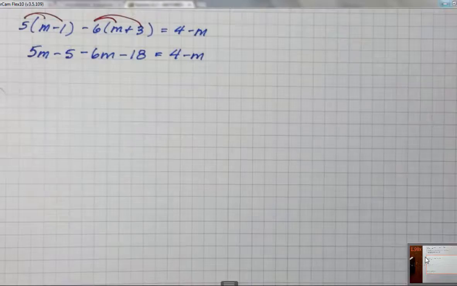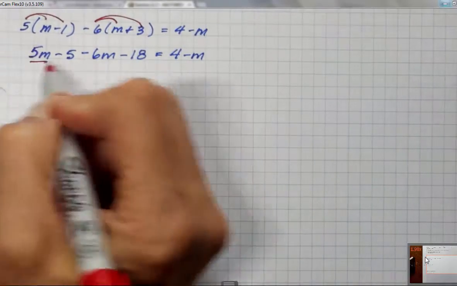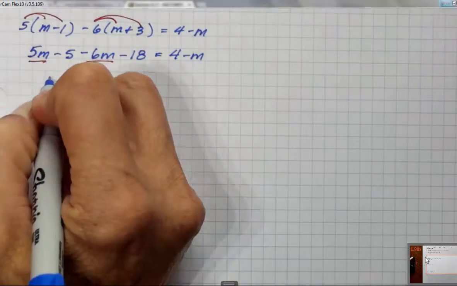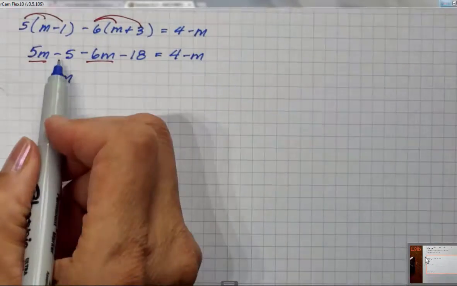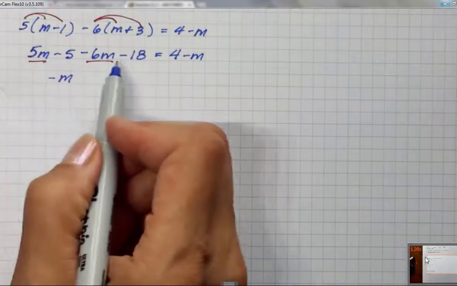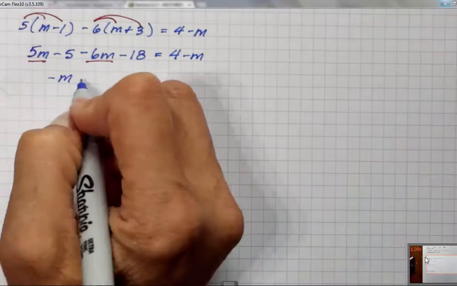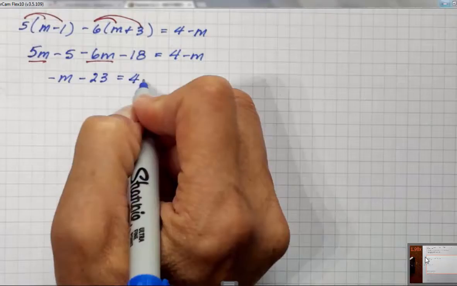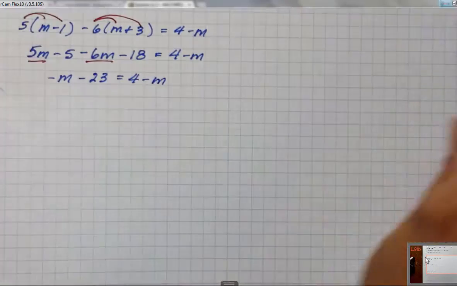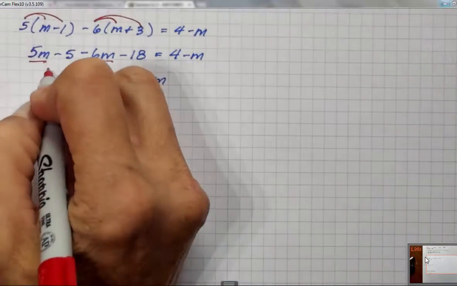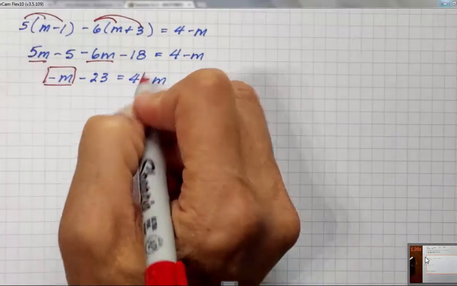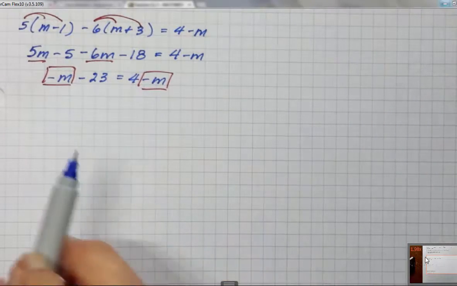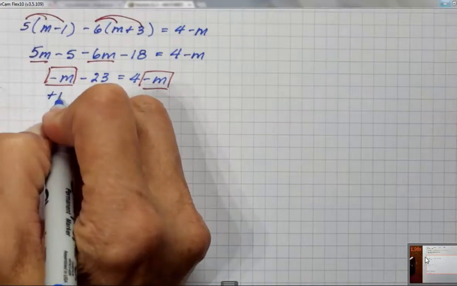So I have like terms of 5m and -6m. When I combine them together, I end up with a -m, and then I have -5 and -18. That gives me a -23, and that's going to be equal to 4 minus m. Then I want to get all the terms that have m in them together on one side. So to do that, I'm going to add m to both sides.